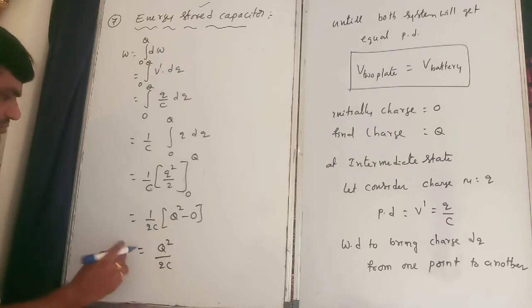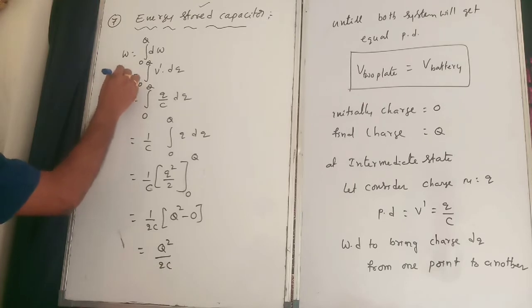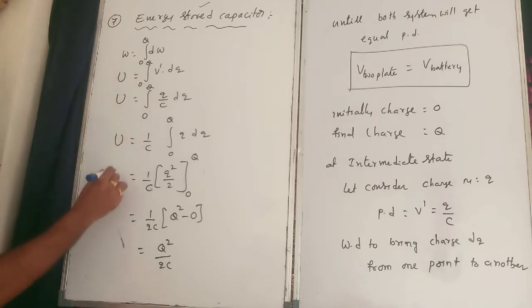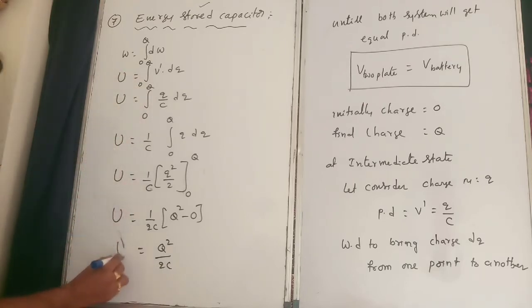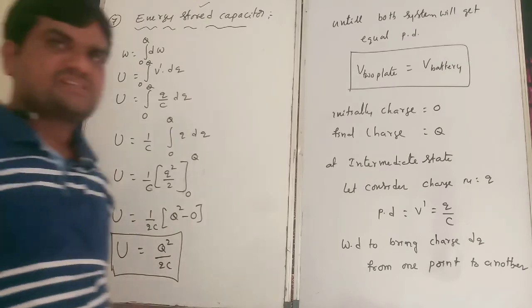This is the formula. This work done is nothing but we will consider it as energy. This work done we will consider as electrostatic potential energy. That is the formula derivation. That's it. Simple question.